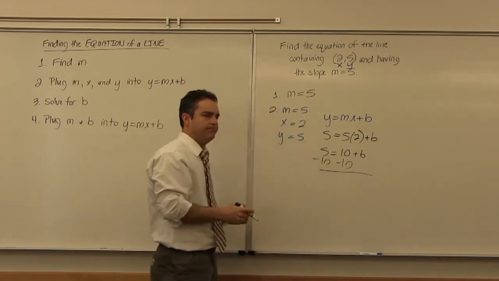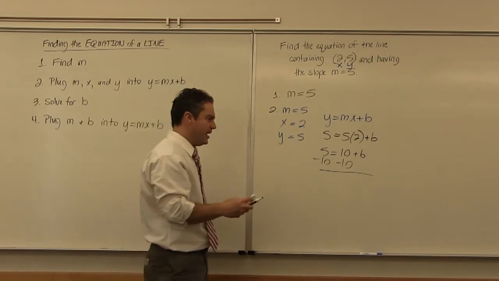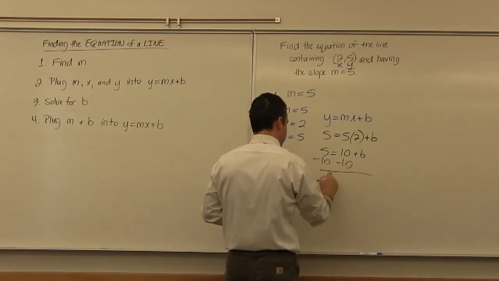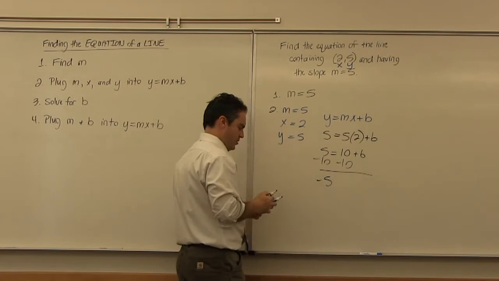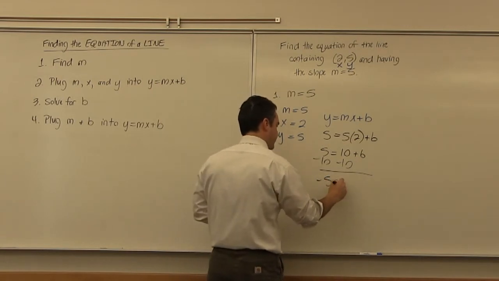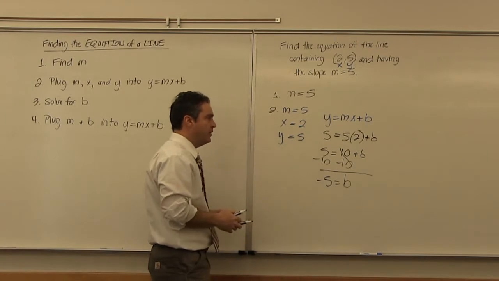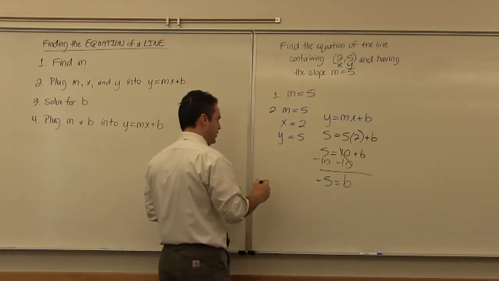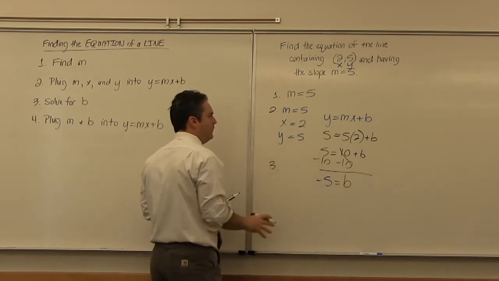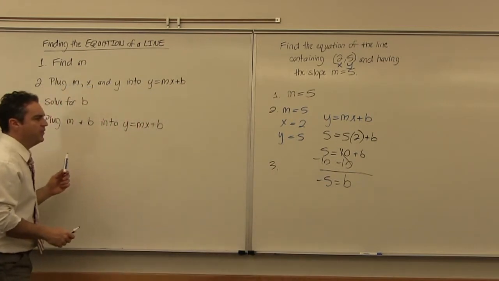5 minus 10. Good job, -5. Always proud of you guys when you get your negative numbers right. These cancel, and we're left with b. So b equals -5. We have just completed step 3 in our 4 steps to finding the equation of a line.